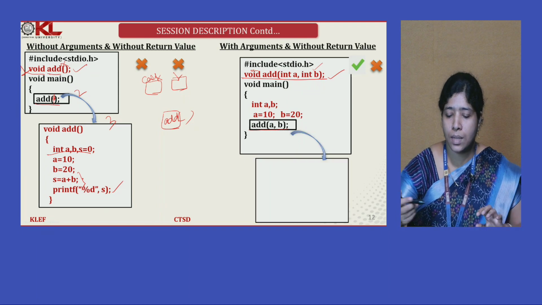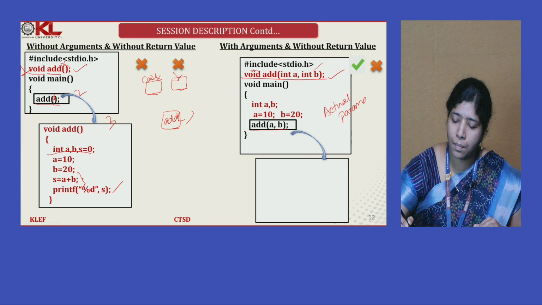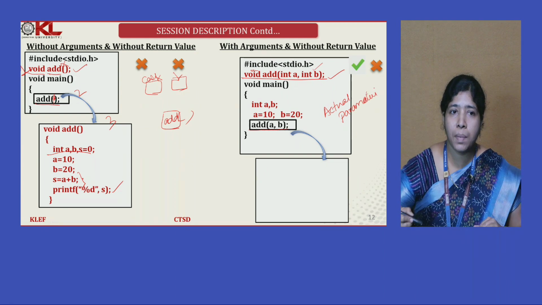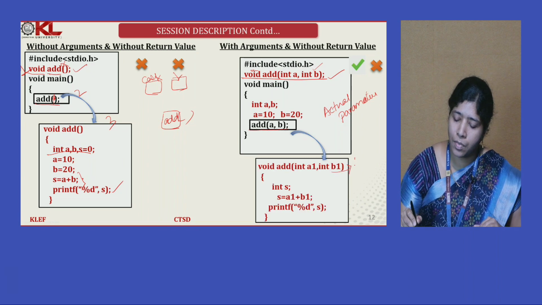Now this A and B are known as, one more terminology you are going to learn, actual parameters. Now A and B are passed in here, and here these become formal parameters.